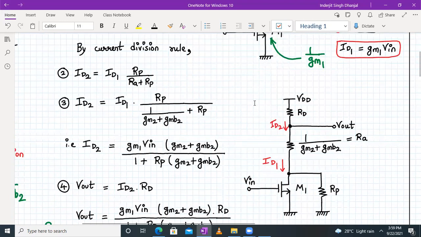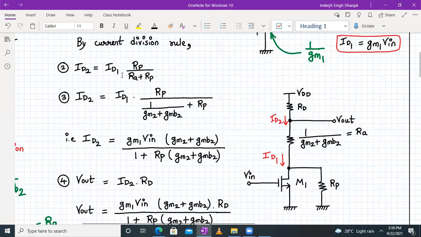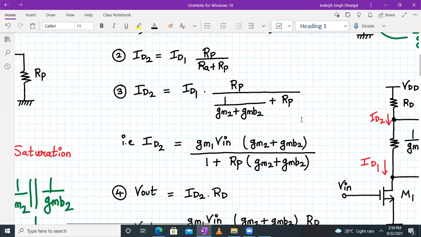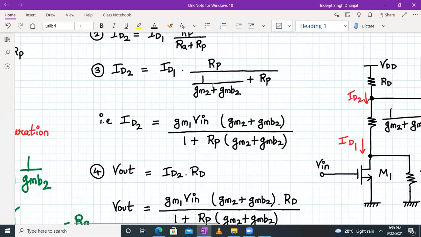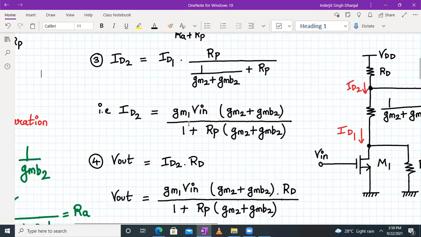Now we apply the current division rule. When we apply it, ID2 will be equal to ID1 times the other resistance, RP, divided by RA plus RP, right? So that is what we get over here. Now we know the expression for RA: RA is nothing but 1 upon GM2 plus GMB2. So it's now a matter of simplification. We'll multiply numerator and denominator by GM2 plus GMB2. So ID2 will be equal to GM1 V in into GM2 plus GMB2, divided by 1 plus RP into GM2 plus GMB2.